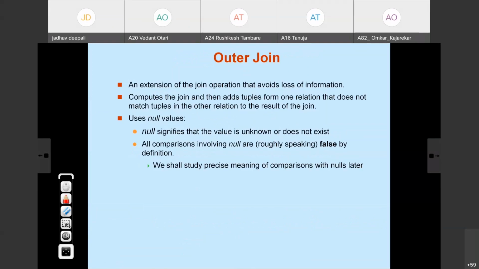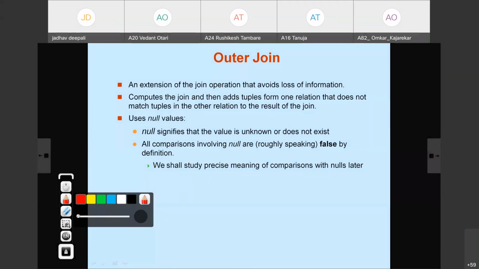Now the next one, outer join. The outer join operation is an extension to the natural join operation. It deals with missing information. It is an operation that avoids loss of information. It computes the join and then adds the tuples from one relation that do not match the tuples in the other relation. We'll see it with an example, then it becomes clear.